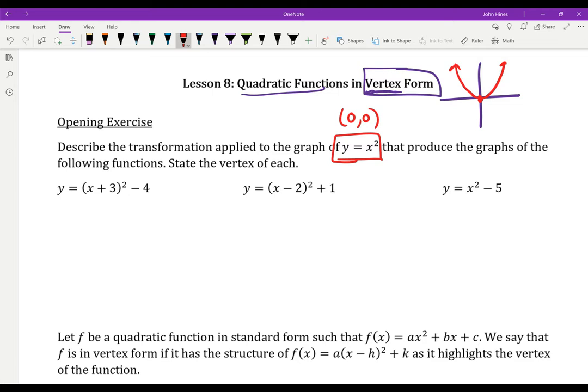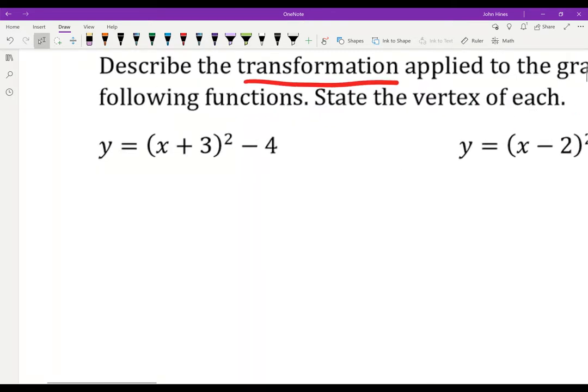So we can use our transformations from the last two lessons to figure out what our new vertex is going to be. This lesson is focusing on the vertex because we've spent a lot of time focusing on the zeros. Now we're going to give some attention to that other important point of parabolas. So let's look at this first graph here, y equals (x + 3)^2 - 4. Let's take a minute and think of the transformations here.